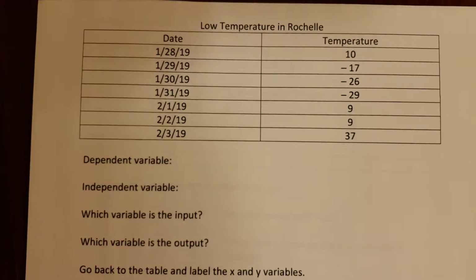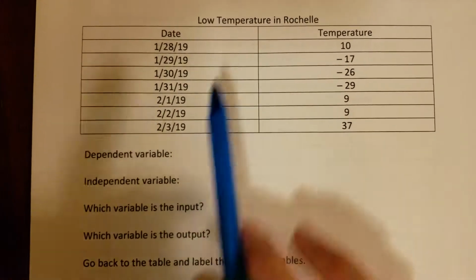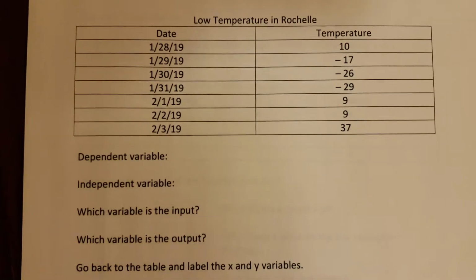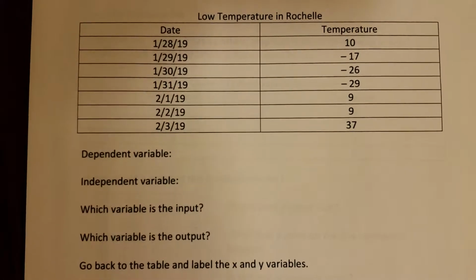And so I thought it'd be fun to make a math problem out of that. So I have found the low temperatures recorded in Rochelle. This is without the wind chill. We're going to use it as a word problem.